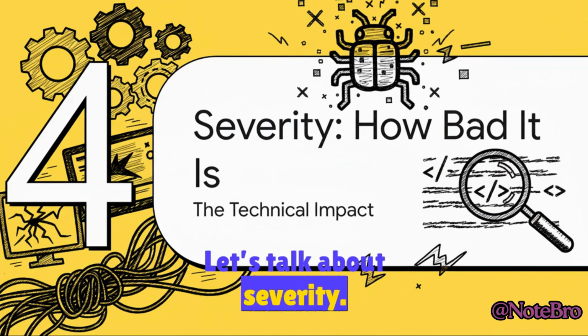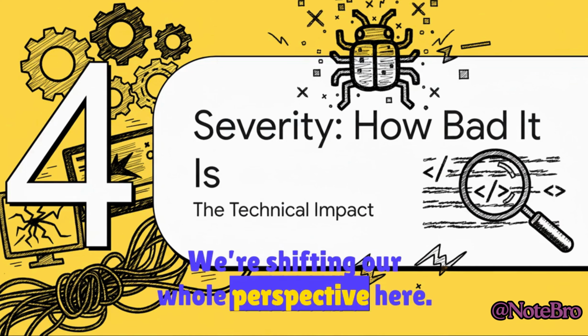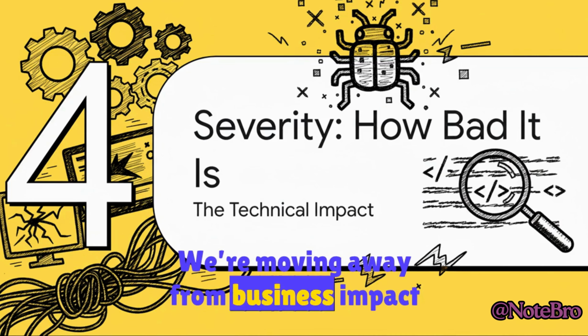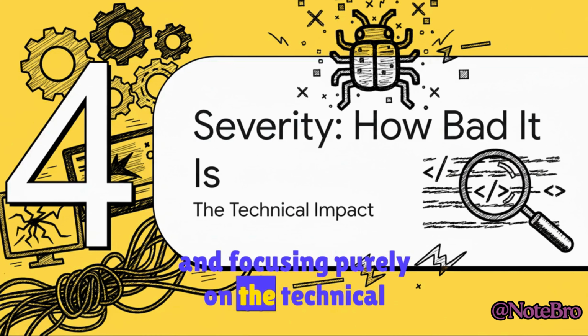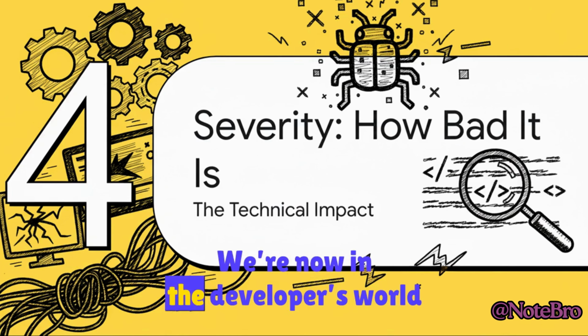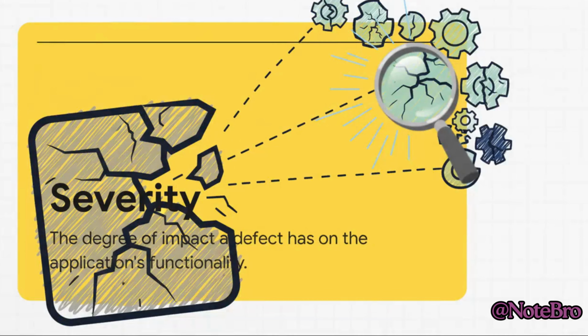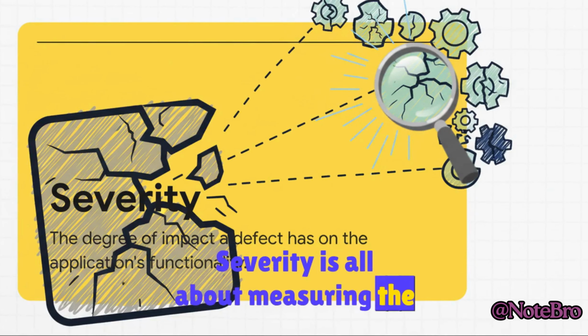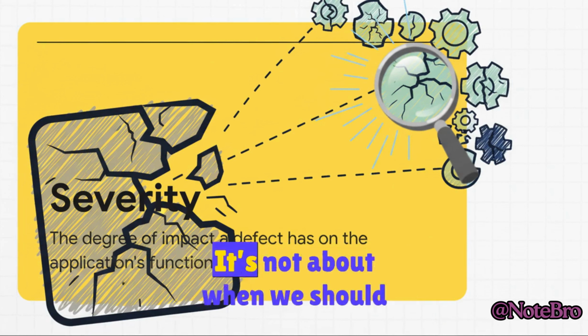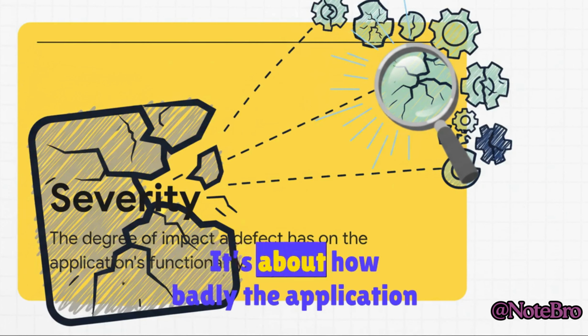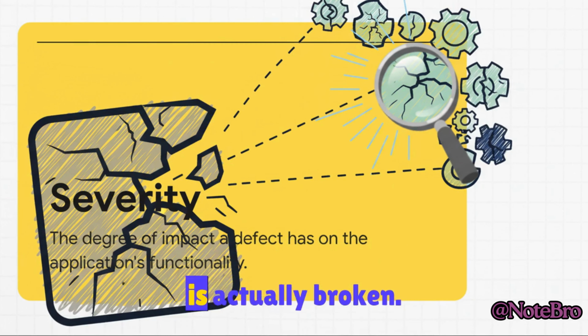Let's talk about severity. We're shifting our whole perspective here. We're moving away from business impact and focusing purely on the technical impact. We're now in the developer's world, where they're assessing the actual damage to the code. Severity is all about measuring the degree of technical damage. It's not about when we should fix it, it's about how badly the application is actually broken.